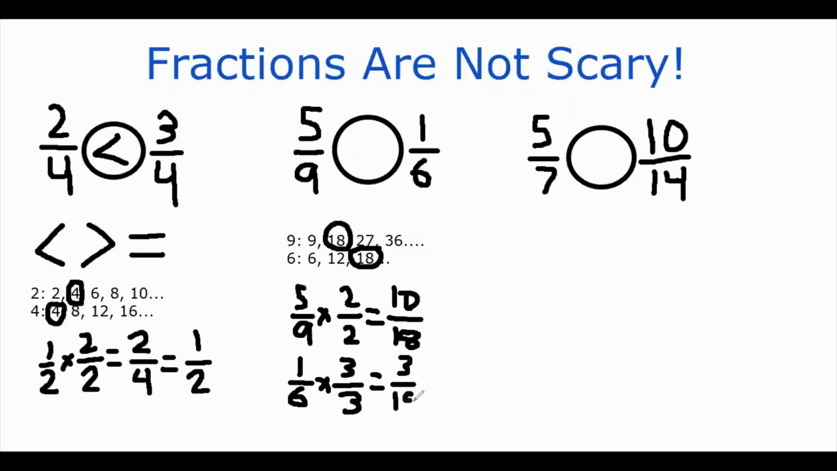So now that the denominator is the same, all we got to do is compare the numerator. Well, I know for sure that 10 is greater than 3. So what that means is 5 over 9 is greater than 1 over 6.